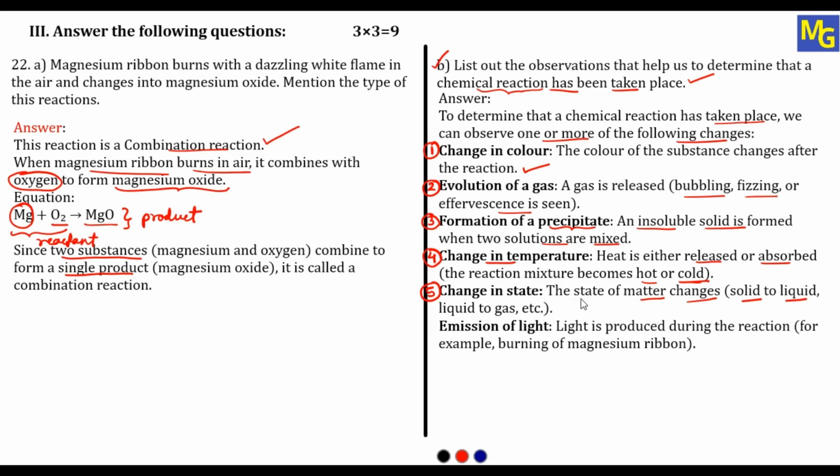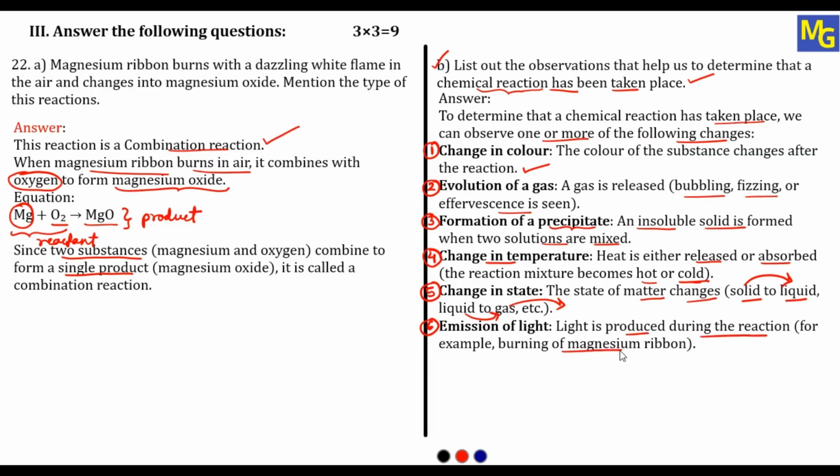So if by mixing two chemicals you see the change in the state, it may change from solid to liquid, or from liquid to gas, or from gas to liquid, or gas to solid. Then also we can say that chemical reaction has taken place. And the next one, the sixth one, is emission of light, means formation of light. Light is produced during the chemical reaction.